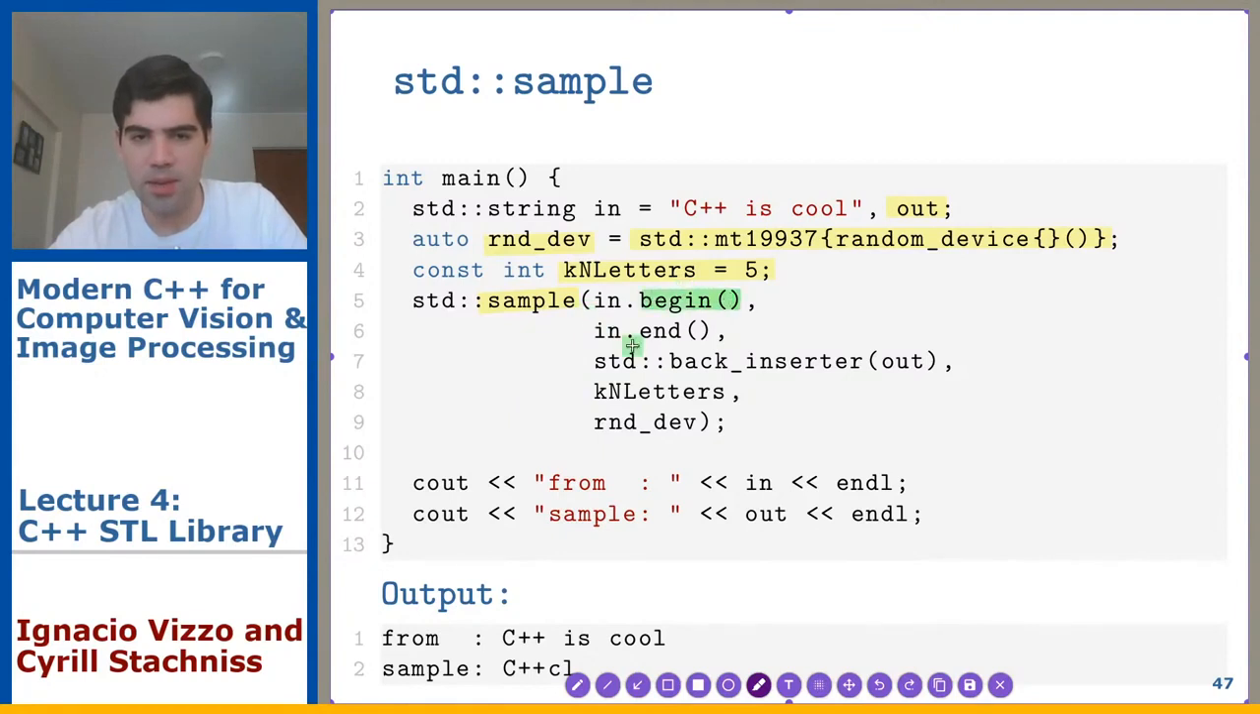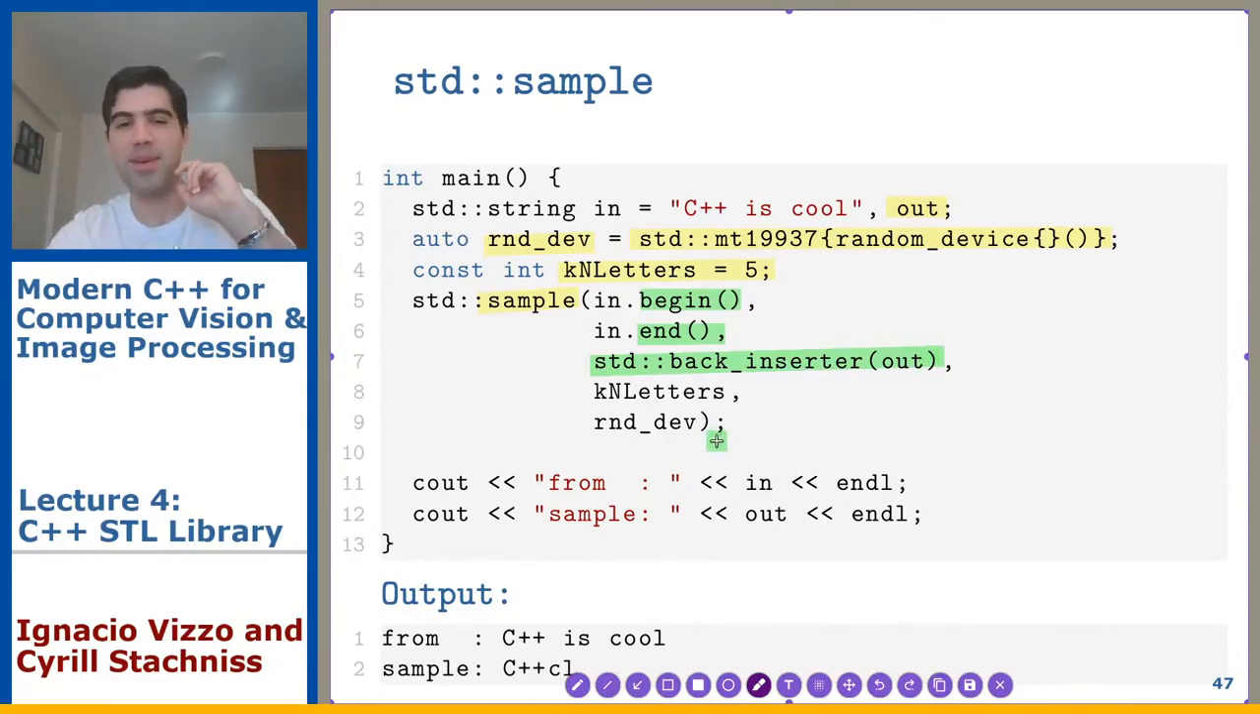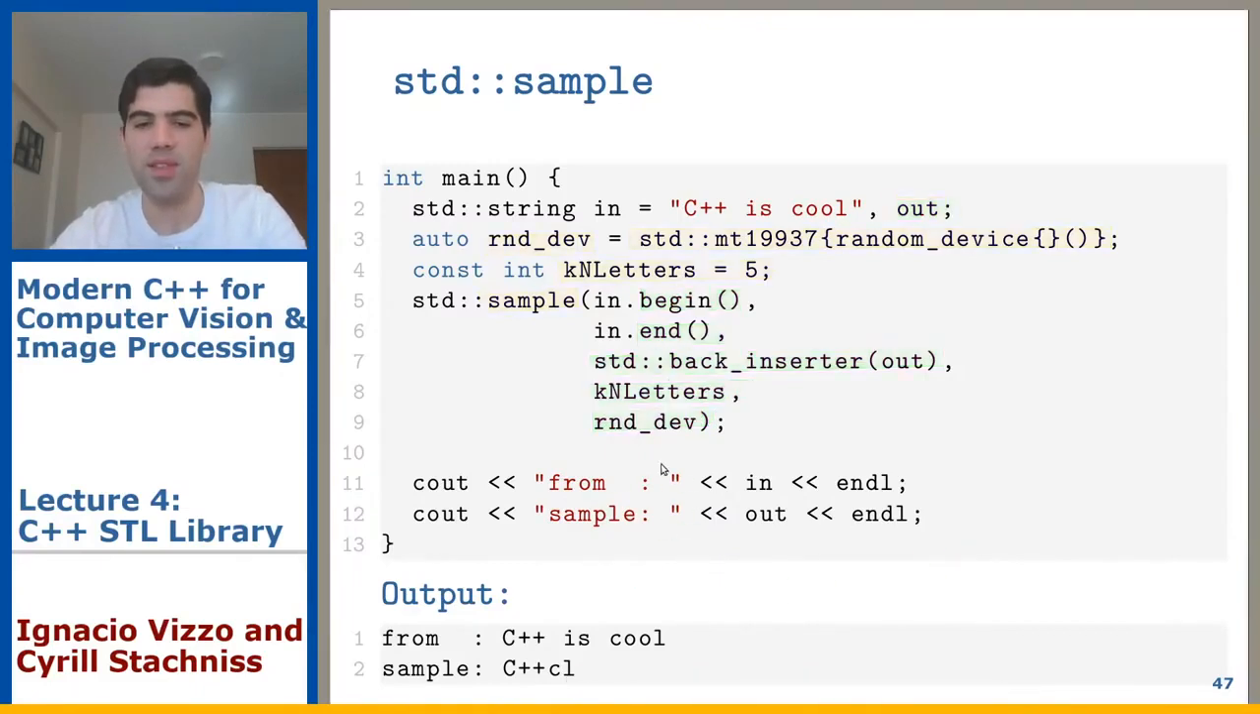Then we will sample, giving the beginning and the end of the string, and then you need to use this syntax. Don't worry about it, but basically you're giving access to the back of the out variable that is a string, and then how many samples you want, and then the random device. If you see this particular example, it's probably different from the slides you have because it's completely random. So in this case, the 5 characters picked are C, +, +, C and L. So C is from cool and the L as well. So probably you have a different output on your slide.